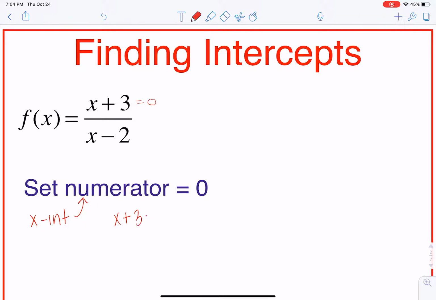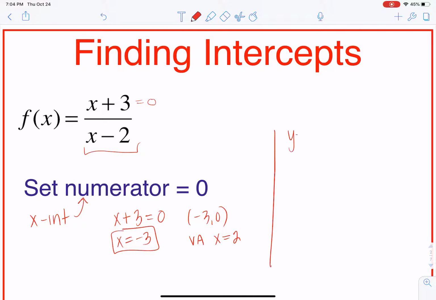So x plus 3 is equal to 0. So I get here that x is equal to negative 3. So I know that the point negative 3 comma 0 will be on my graph. That's my x-intercept. I know by looking at this denominator here that I'll have a vertical asymptote where x is equal to 2. And to find y-intercepts, I know that I can always plug in 0 for x.